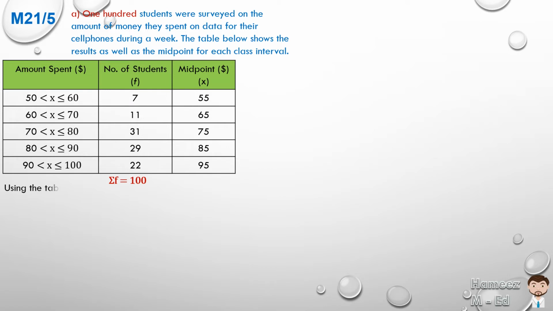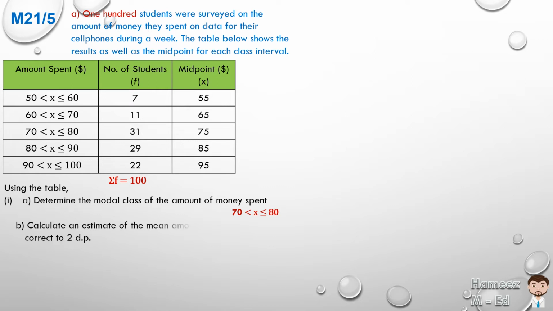As such, according to Part A, we can now determine the modal class of the amount of money spent. And we can see by looking at the frequency that the one which is most frequent is the third class interval. As such, that is the modal class. 70 is less than x, which is less than or equal to 80.